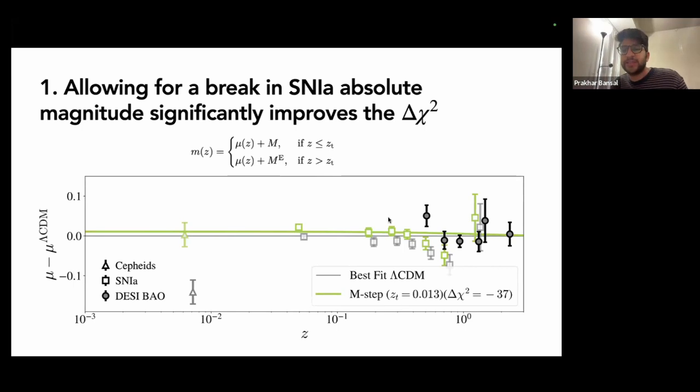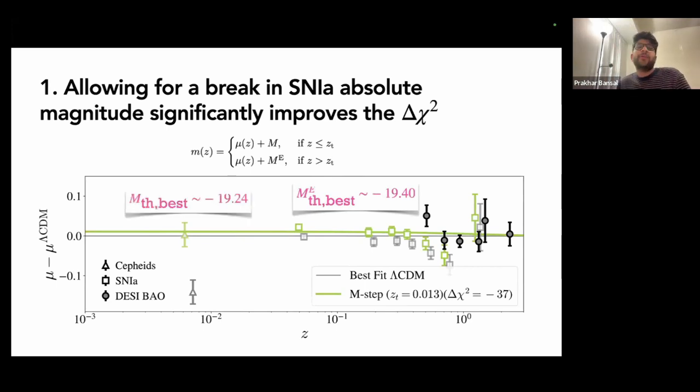So if you allow for a transition in magnitude, then it works. Now, if I comment on the best fit values that I get from the fit, it helps us understand where this improvement is coming from. What essentially this model is doing is decoupling the Cepheids, which have an M measured for them, from the high-z supernovae.